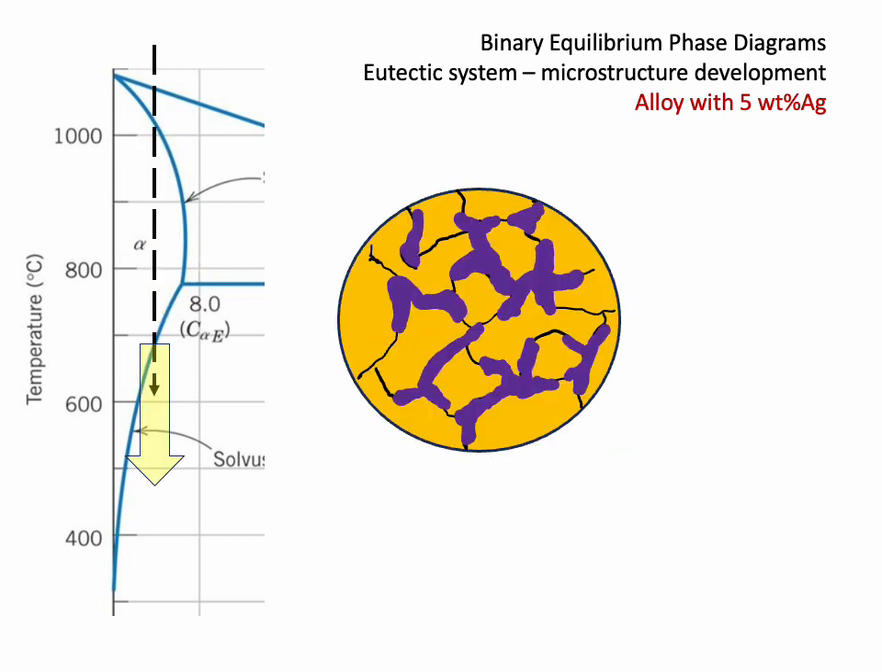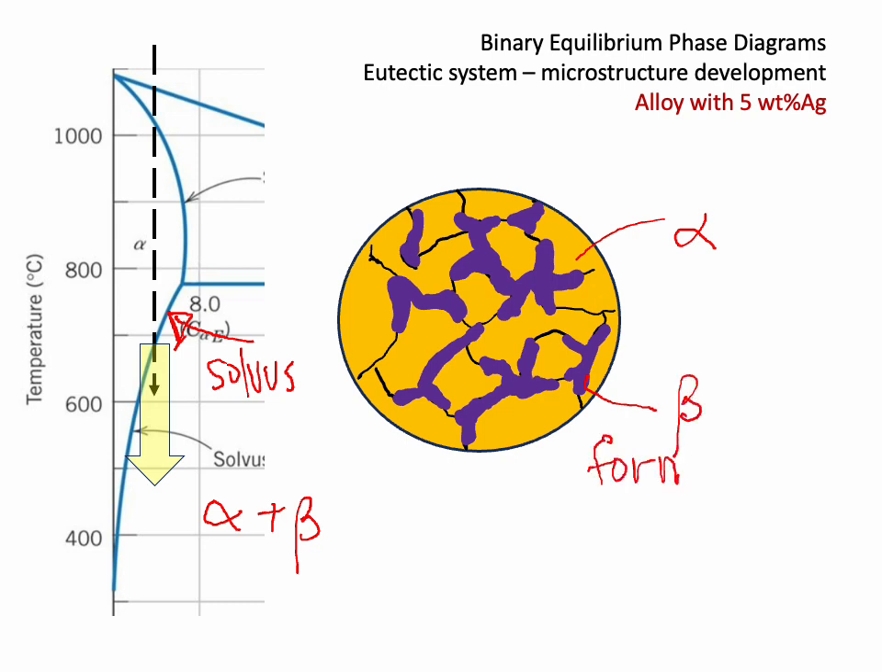And then when I cross into the two-phase region, into the region that is alpha plus beta, which means this line is a solvus line. Once I cross there, I still have these alpha grains, but now my beta will form at the alpha grain boundaries.